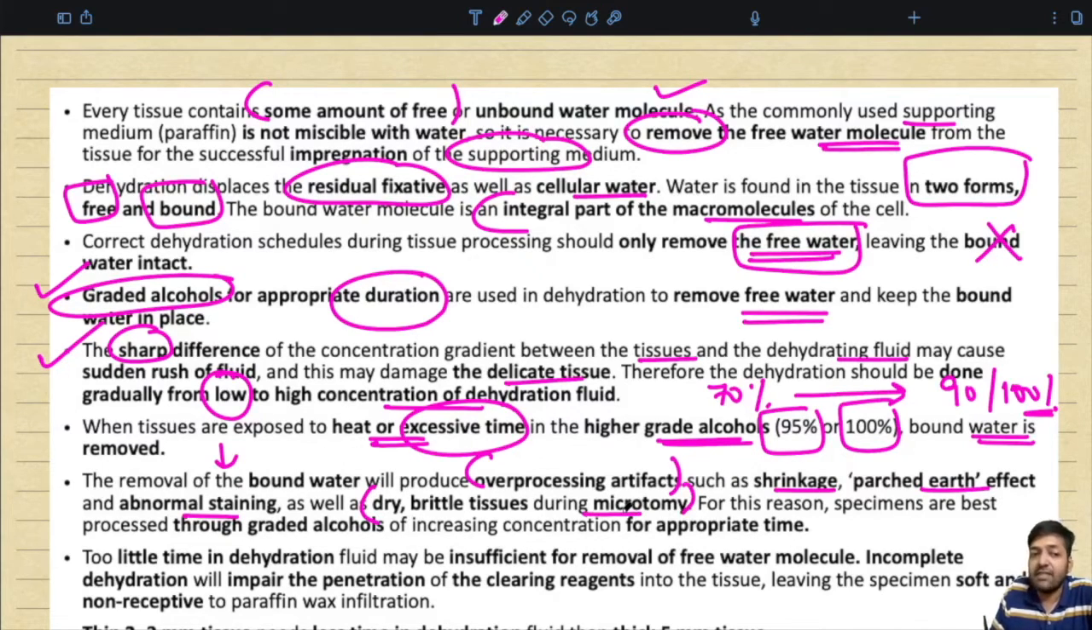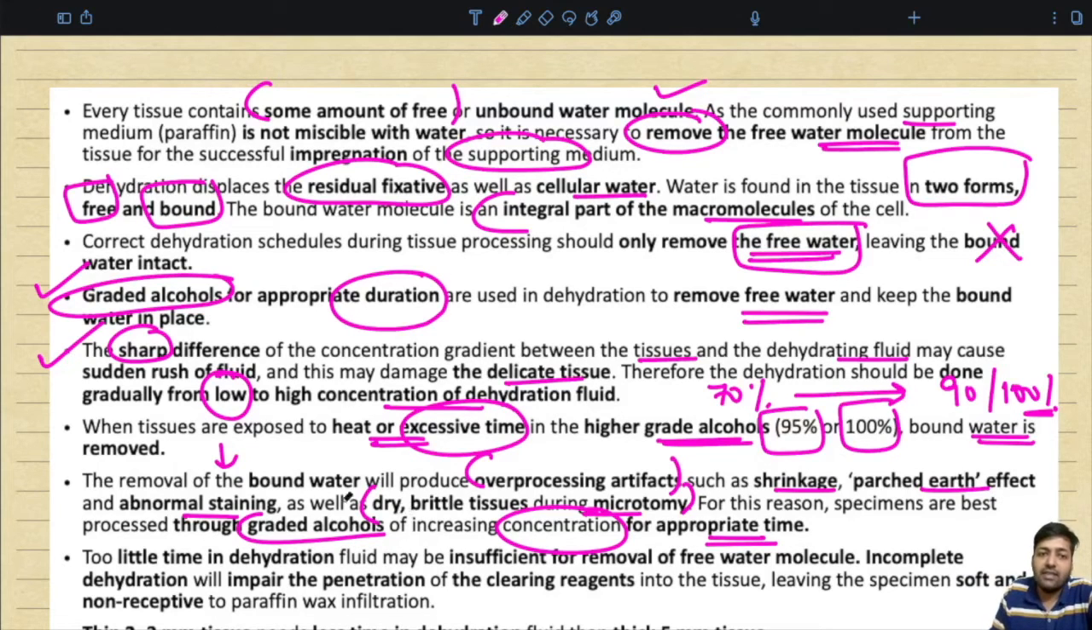For this reason, specimens are best processed through graded alcohols of increasing concentration for an appropriate period of time. So there are two things you should keep in mind. Gradation is important. Why? Because we do not want a very sharp difference in concentration gradient between the tissue and the dehydrating fluid, as we do not want to damage the delicate tissue by a sudden rush of water out of it. Number two, we do not want to keep the tissue for a very long period in the dehydrating agent, because that will remove the bound water also, causing over-processing artifacts and making the tissue dry and brittle during microtomy. Remember these points, they are asked in the exam.